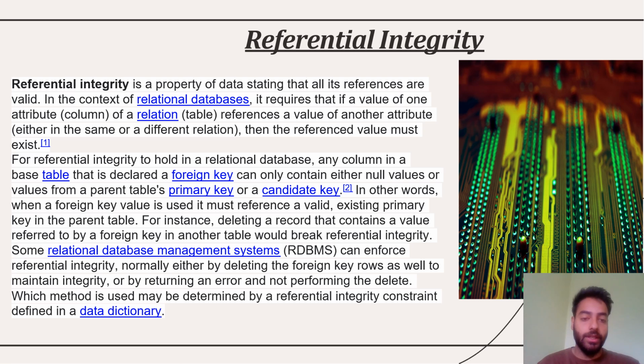In other words, when a foreign key value is used, it must reference a valid, existing primary key in the parent table. For instance, deleting a record that contains a value referenced by a foreign key in another table would break referential integrity. Some relational database management systems can enforce referential integrity, normally either by deleting the foreign key rows as well to maintain integrity, or by returning an error and not performing the delete. Which method is used may be determined by a referential integrity constraint defined in a data dictionary.